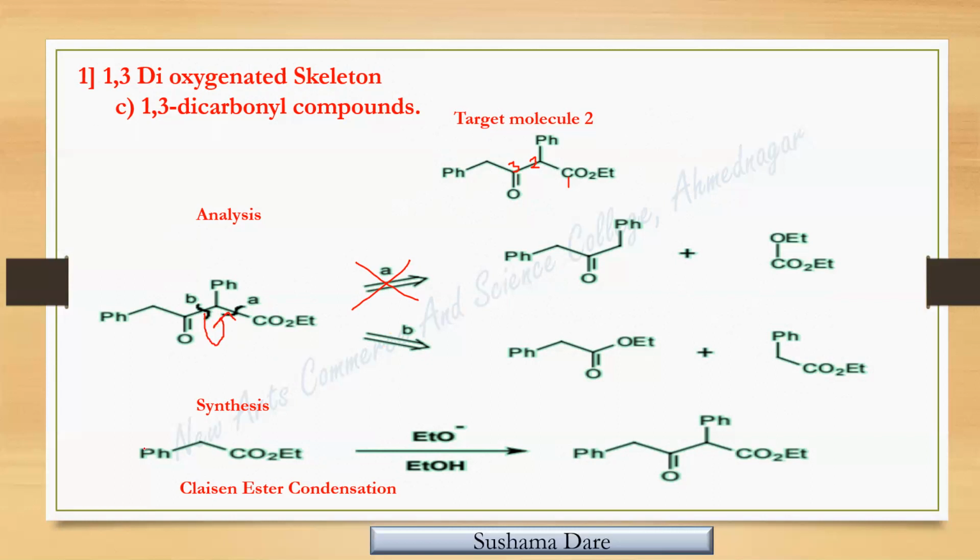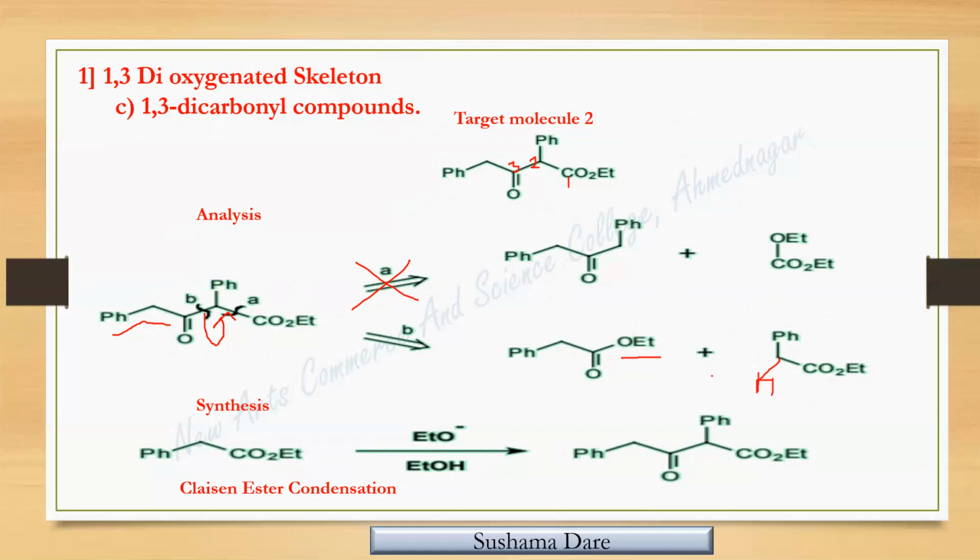So disconnect in the direction of the alpha carbon. It gives PhCH2CO plus. The synthetic equivalent for this is a leaving group; just replace it with the leaving group OEt. Now what remains? PhCH minus and COOEt. What is the synthetic equivalent for this? Just simply write a hydrogen there, and that is the synthetic equivalent for the negative synthon.